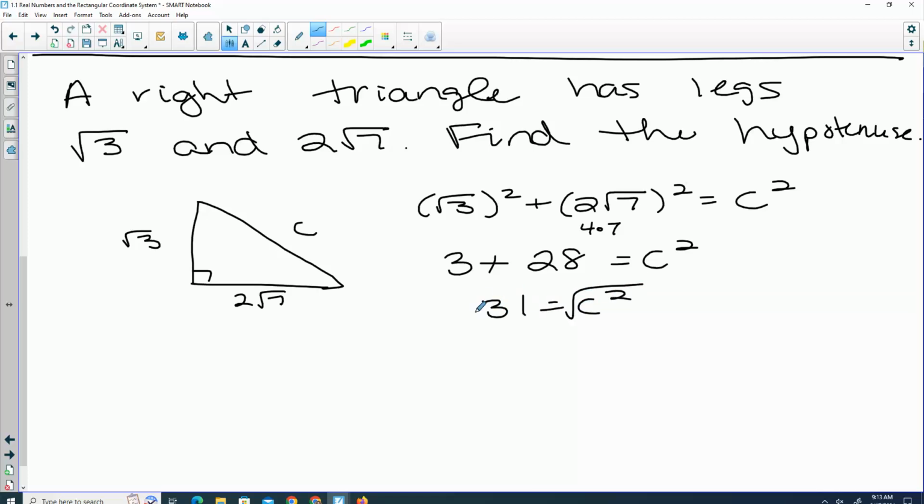Okay, 31, does that break down? No. So radical 31 is our hypotenuse. So your original sides might have radicals in them. Make sure you are carefully dealing with those as you work through. Any questions so far? Let's do a midpoint problem.